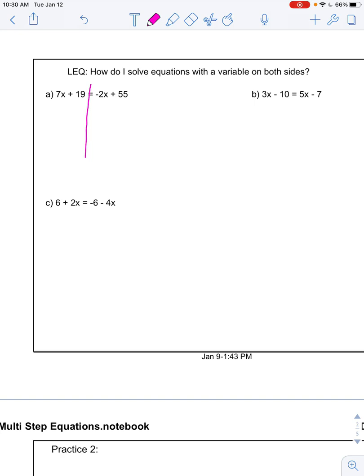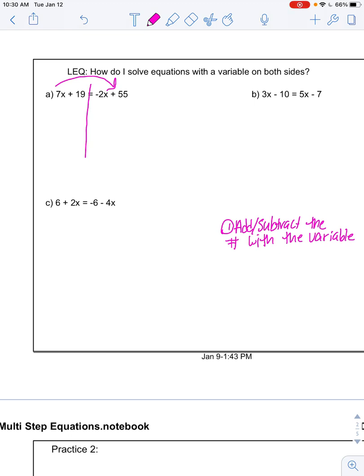So if we look at the first problem, we have 7x plus 19 equals negative 2x plus 55. So step number 1, I am always going to add or subtract the number with the variable first. Okay, and I'm always going to move from left to right. So I'm going to go from left and move it over to the right.